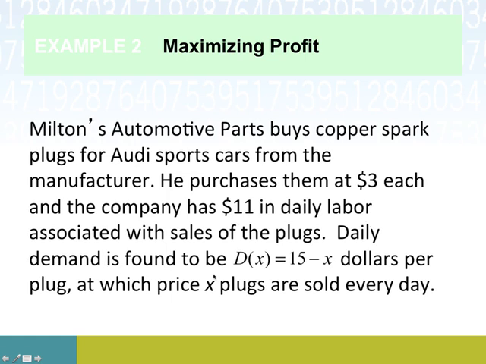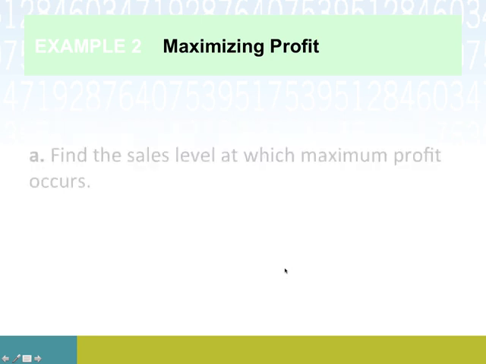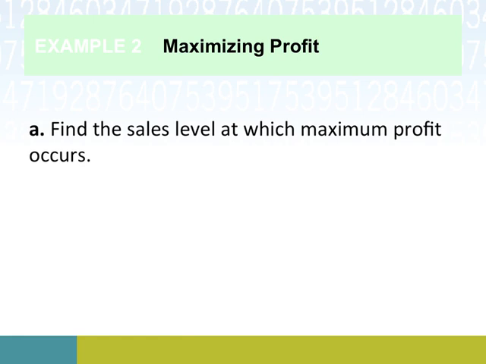Daily demand is found to be 15 minus x. So this is in dollars, and x is the input when they sell x plugs. Okay, so that's the setup. Our task is to find the sales level at which maximum profit occurs.